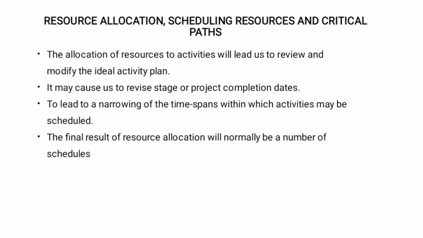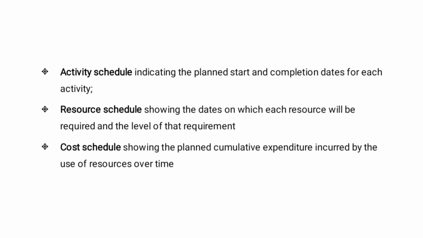The final result of resource allocation will normally be a number of schedules. The schedules are activity schedule, resource schedule, and cost schedule. Activity schedule indicating the planned start and completion dates for each activity. Resource schedule showing the dates on which each resource will be required and the level of that requirement. Cost schedule showing the planned cumulative expenditure incurred by the use of resource over time.